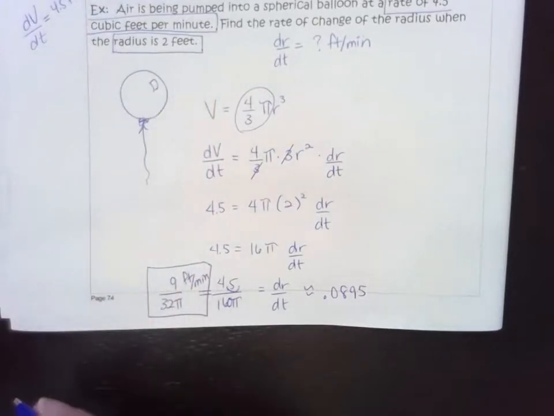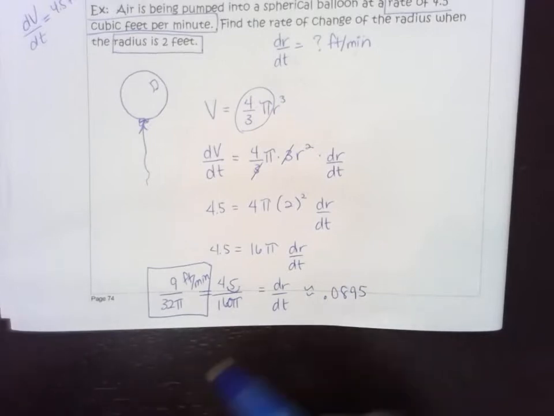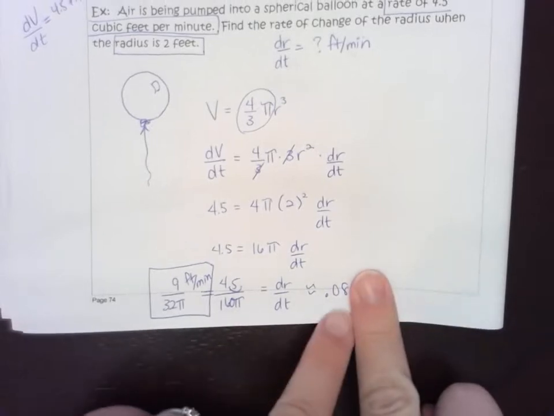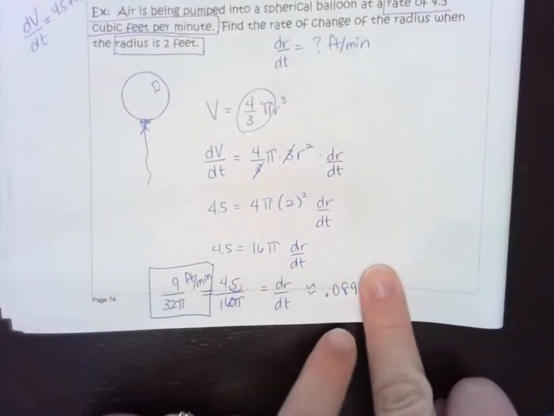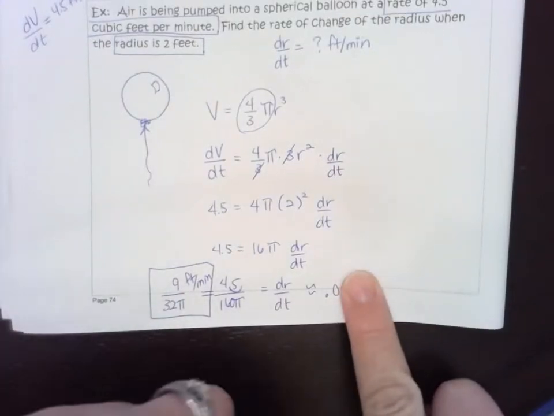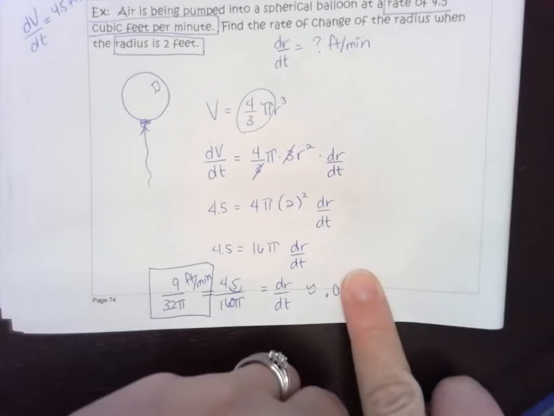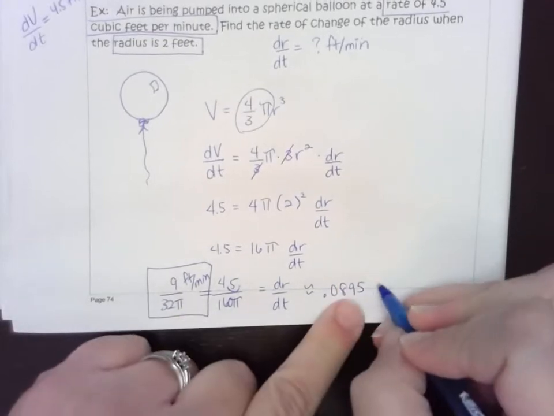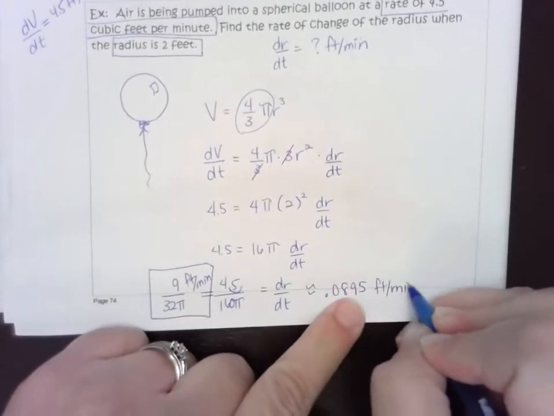You'll have to ask Ms. Ali what she wants for the test, or if the test doesn't say, use your judgment. If you round it to here, make sure that you put a 9. If you round it to here, make sure it's 90. If you round it to here, make sure it's 0.1. So whatever you round it to, make sure it's rounded correctly. And again, it's feet per minute.